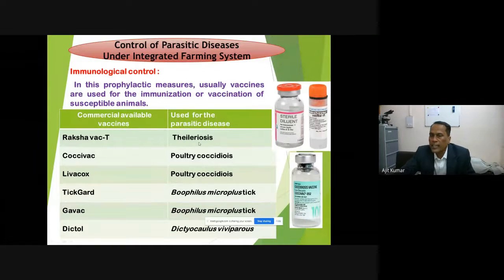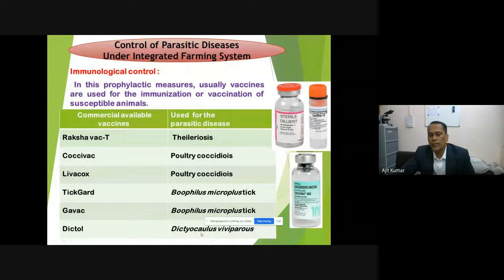I have told you that Theileria is transmitted by ticks, and Babesia is also transmitted by ticks. So theileriosis and babesiosis can be controlled by controlling the tick. Some tick vaccines are available commercially. By using this tick vaccine, we can control the tick population. This vaccine reduces the egg laying capacity and egg hatching capacity of the different ticks, so ultimately it controls the tick population.